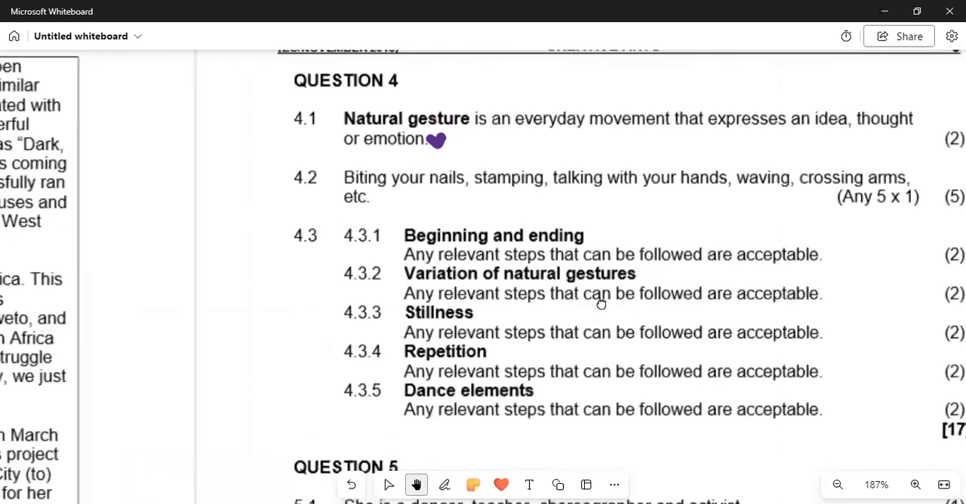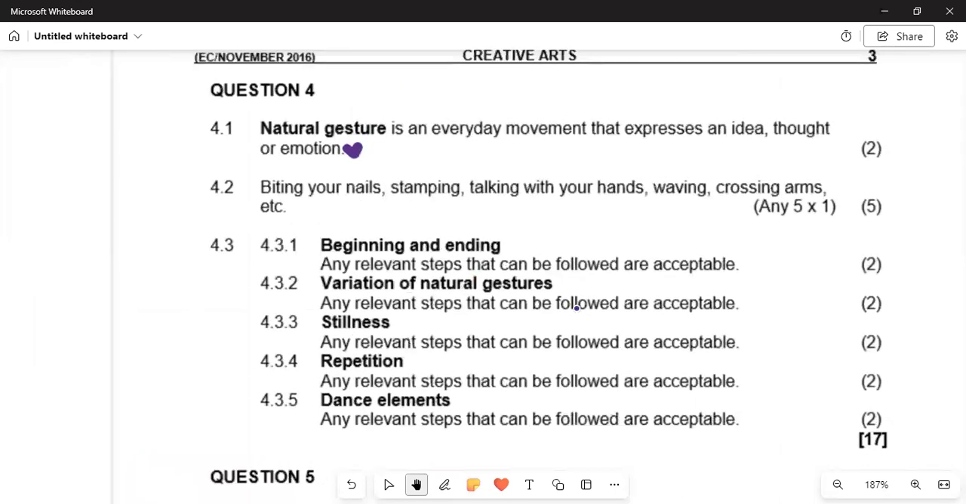In 4.3.1, we have beginning and ending. Any relevant steps that can be followed are acceptable. For example, we can say the variation of gesture, where you are talking with your hands.